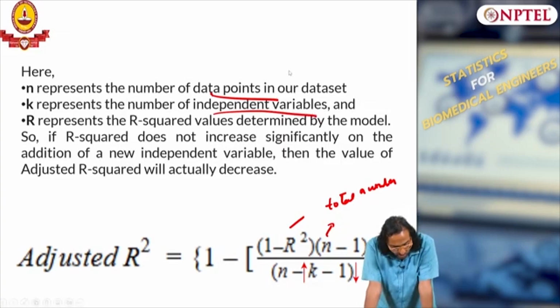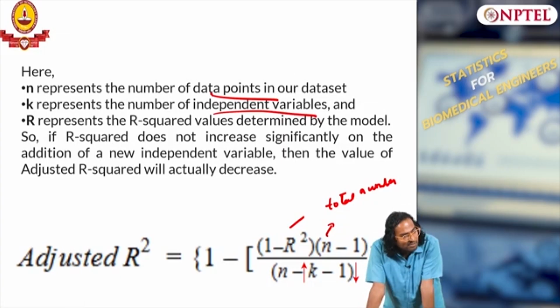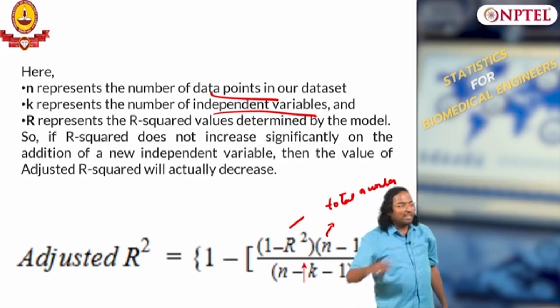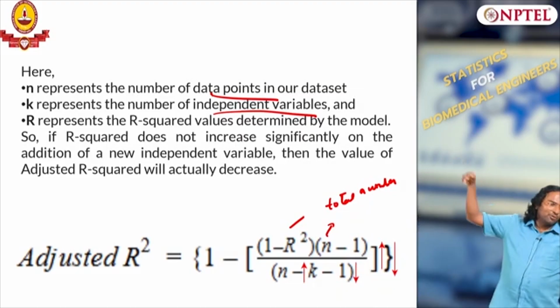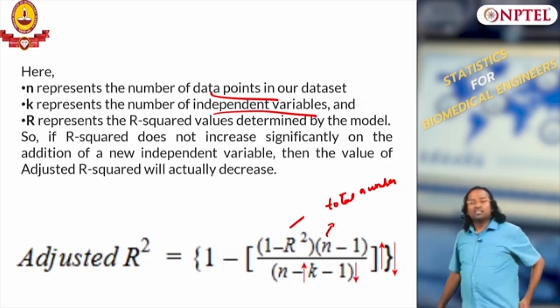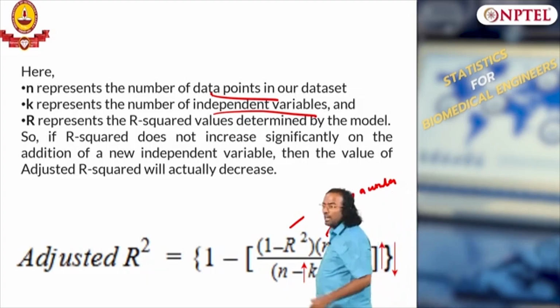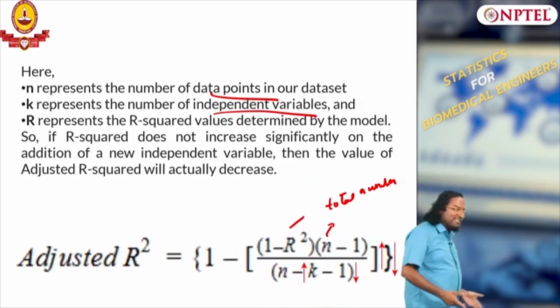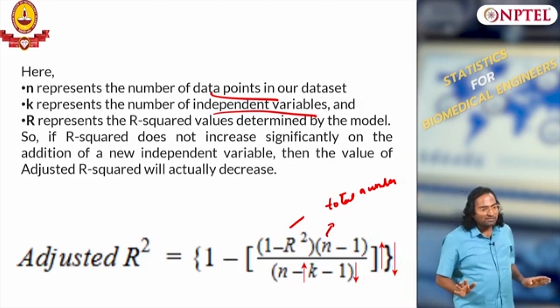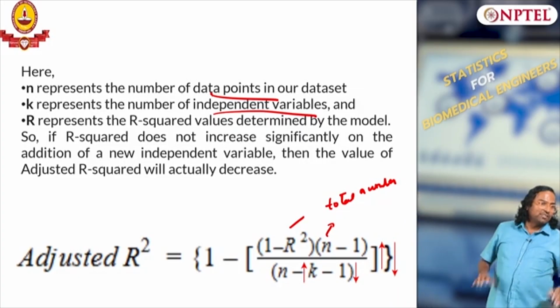So if k increases, what will happen? Adjusted R square will decrease, and vice versa. So every time you add a new variable, you should see a positive change in the adjusted R square. If you see a positive significant change, that means adding that feature has helped explain your output better. If adjusted R square is not changing or is decreasing, then that feature is not helping. This is a very simple idea, at least for linear regression.